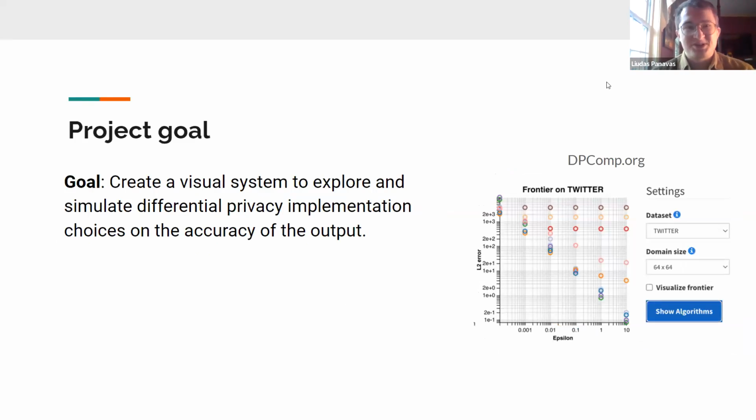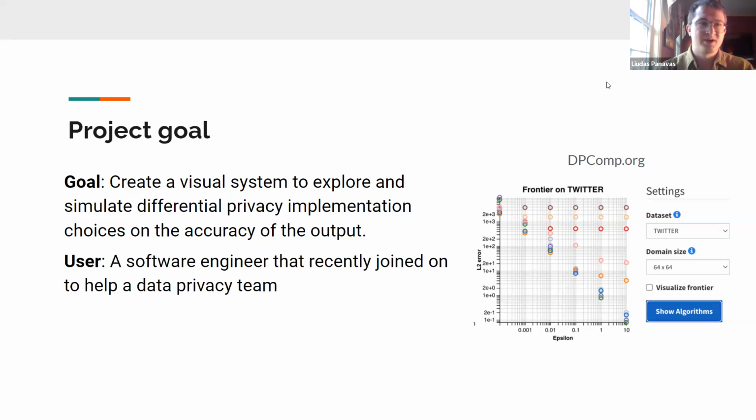So our overall goal was to create a visual system to explore and simulate differential privacy implementation choices on the accuracy of the output. And if you're familiar with the website DP Comp, they do something similar where they run many different differential privacy algorithms on different data sets, different sizes. Then they visualize these privacy accuracy trade-offs. And looking at the graphs that they put out, you can get a sense of what kind of algorithm is going to work best on what kind of data set. The same idea here is to look at what kind of mechanisms or noise would work best on your data set.